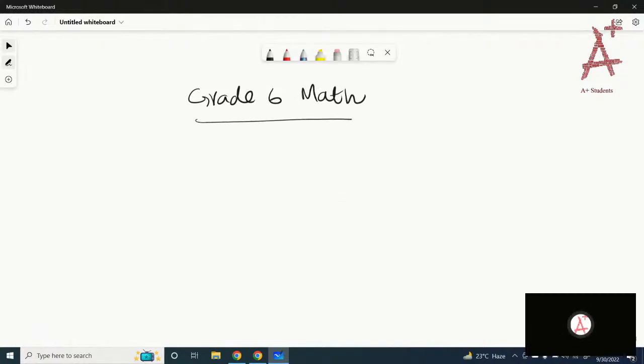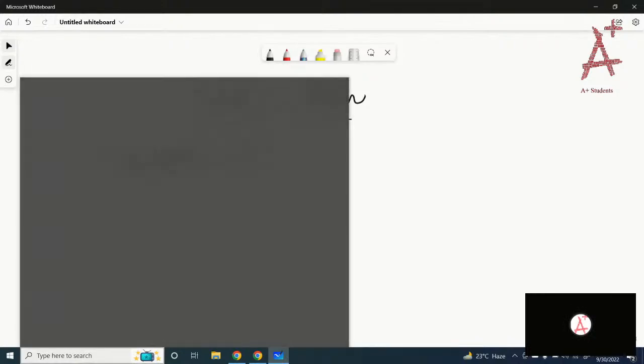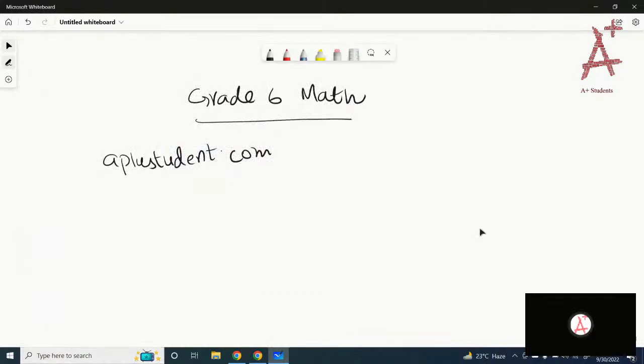So what you have to do, you have to go to aplusstudents.com. There you have to log in using your email address and password as provided by the administration. Then you have to select math as a subject, then scroll down to grade 6 maths, then click on view all lessons, and we are working on the second chapter, that is multiplication.